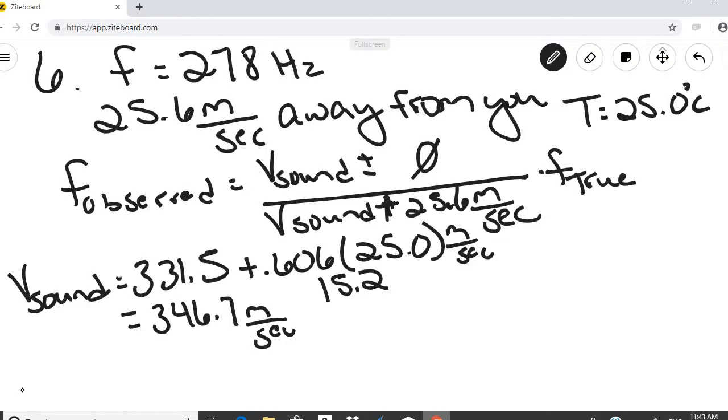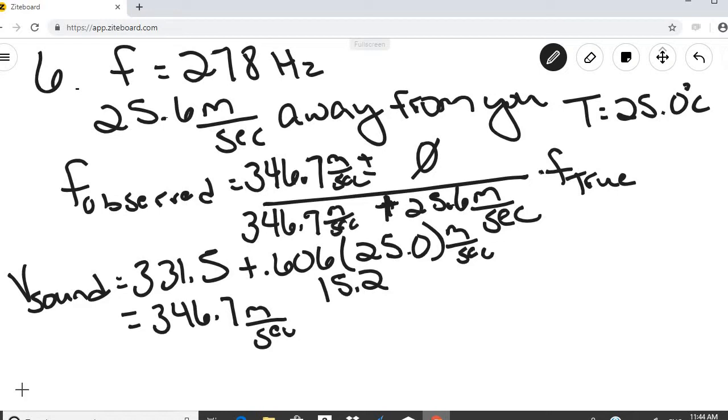Okay, so now we can put that number up here, the velocity of the sound. So 346.7 meters per second plus 0, because the observer is not moving, divided by 346.7 meters per second plus 25.6 meters per second.